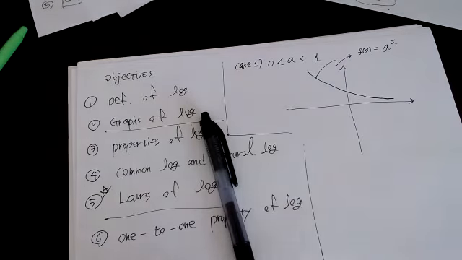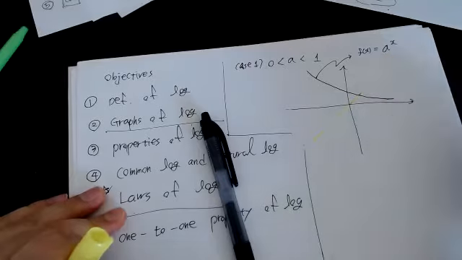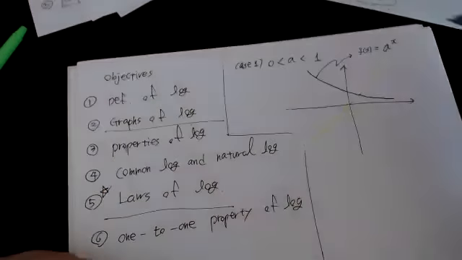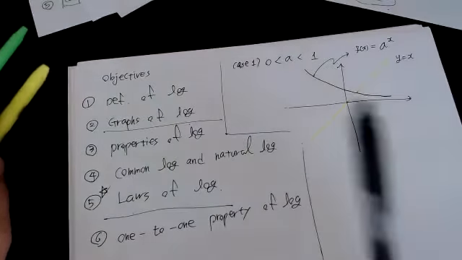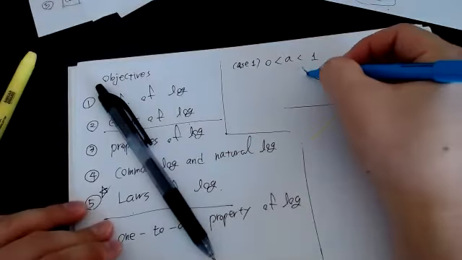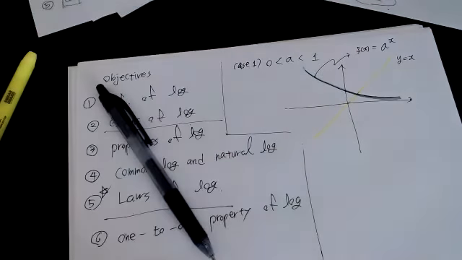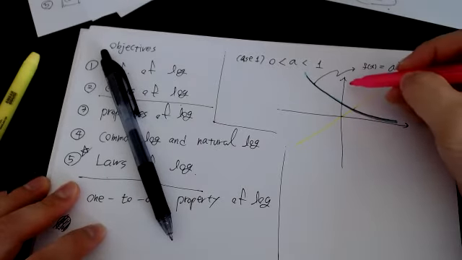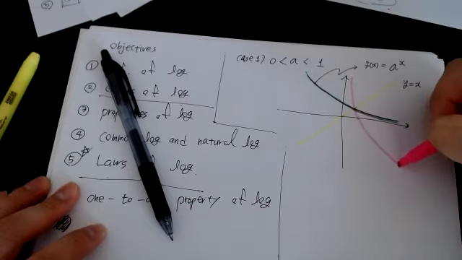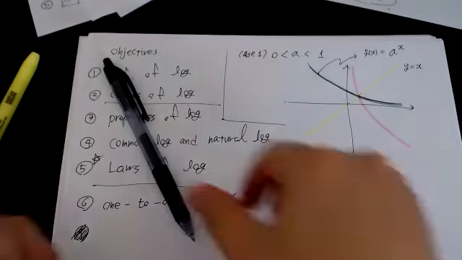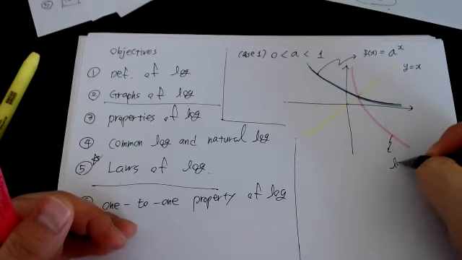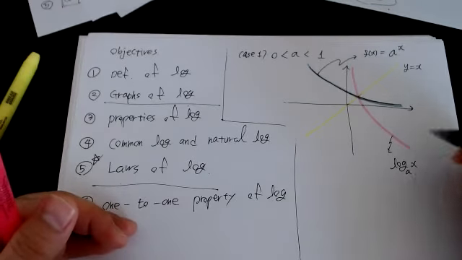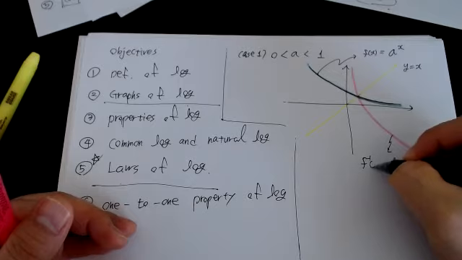This is y equals x. By the way, this is the graph of the exponential function a to the x, where a is between 0 and 1. Then reflecting the graph about y equals x, we get this. So that's the graph of the log function. This is the graph of log of x to the base a, where a is between 0 and 1. This is the inverse function.